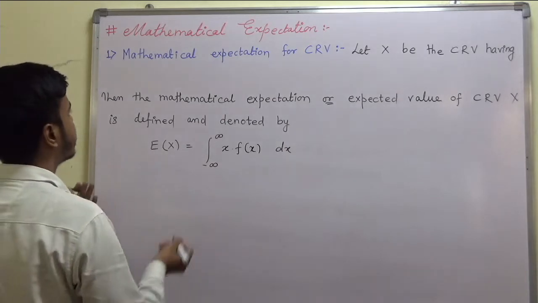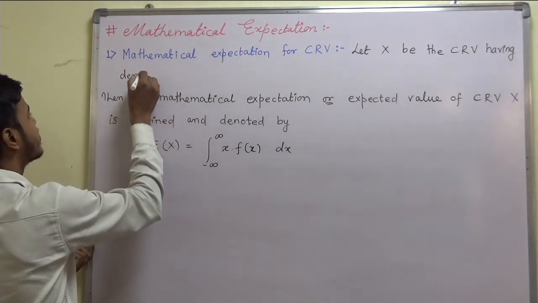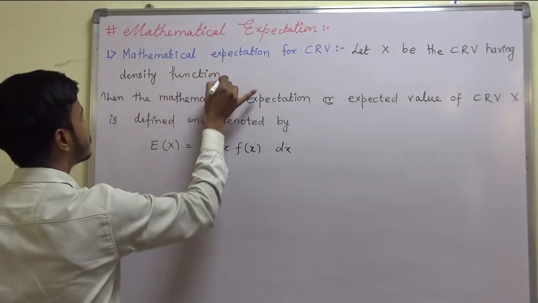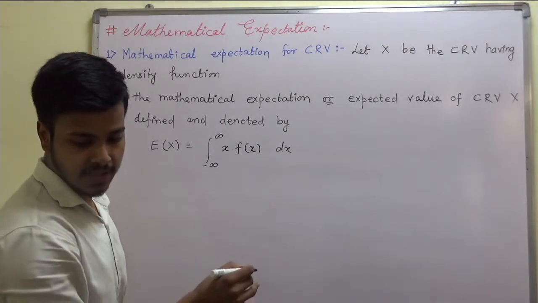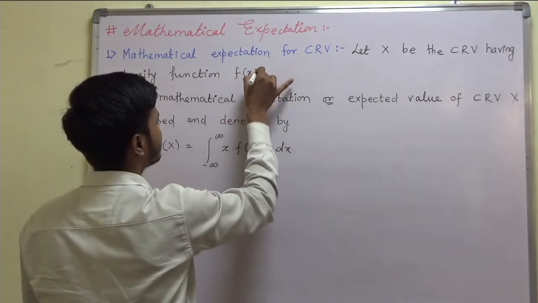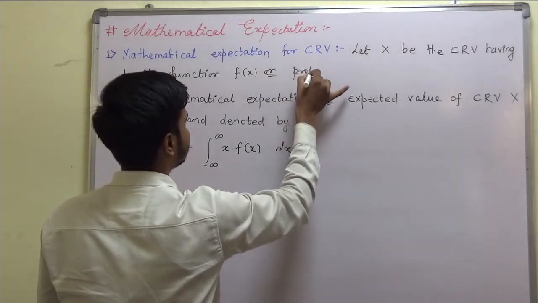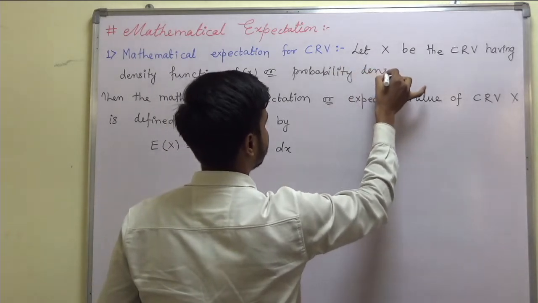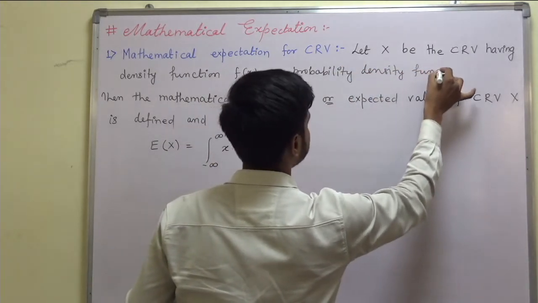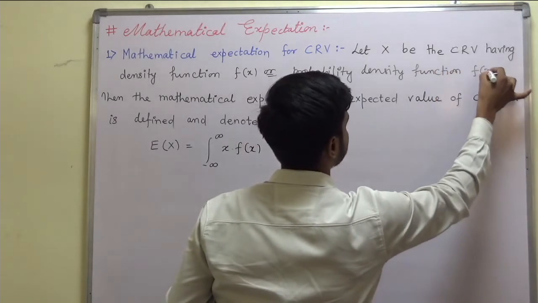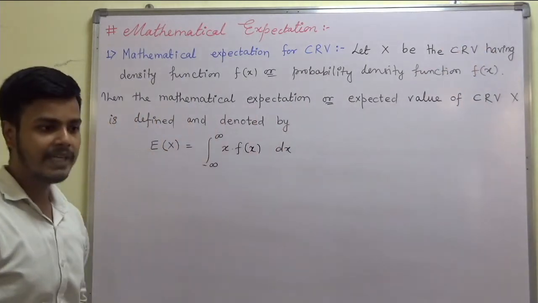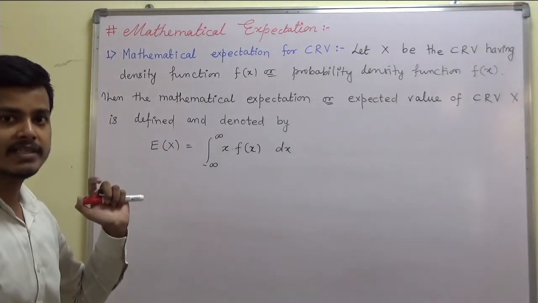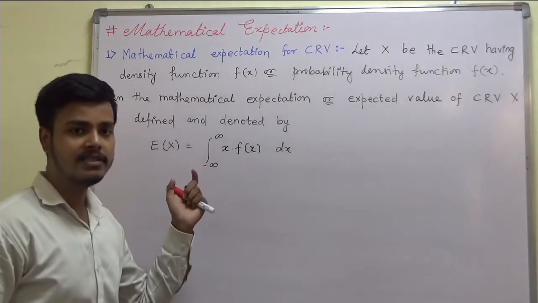Having probability density function f of x. Having a density function f of x, or sometimes we say this is the probability density function f of x. Then this. Okay, so this is nothing but the definition for a continuous random variable. Discrete sum, continuous integration.